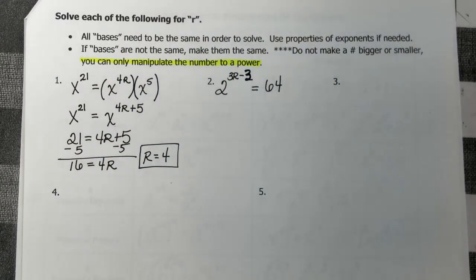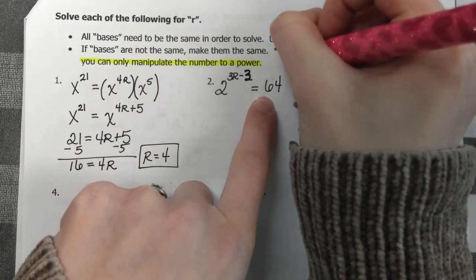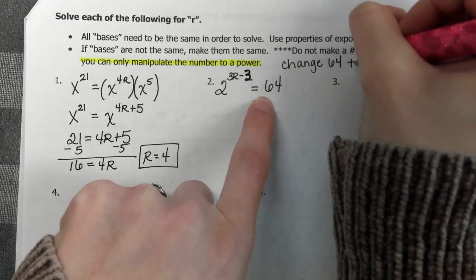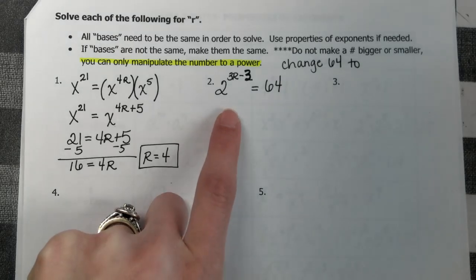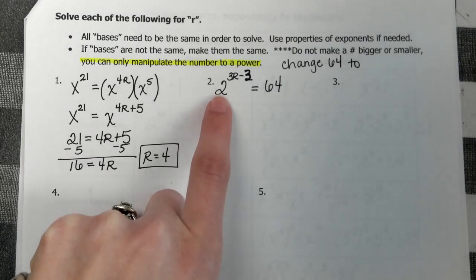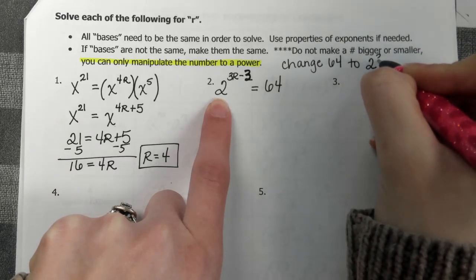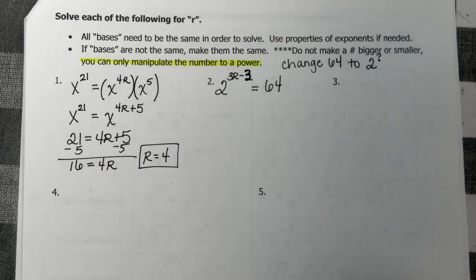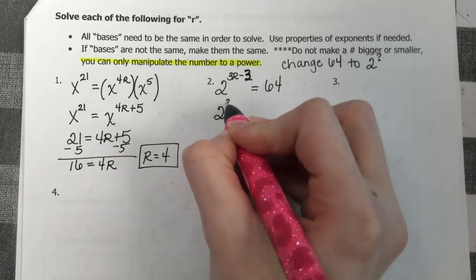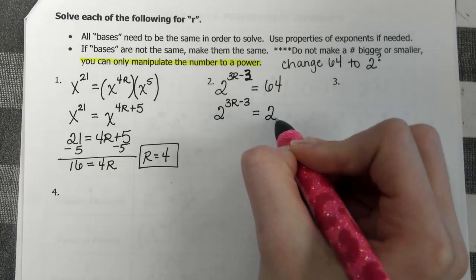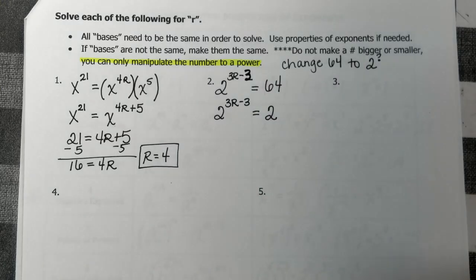So what that means is I want to change 64. I want to change this larger number to a base of, what do you think? 2. This has a base of 2. So I need the 64 to have a base of 2 to some type of exponent. Okay, the question mark is the spot for the exponent. Okay, so if I have 2 to the 3r minus 3, I need 64 to become a base of 2. 2 to what power is equal to 64?